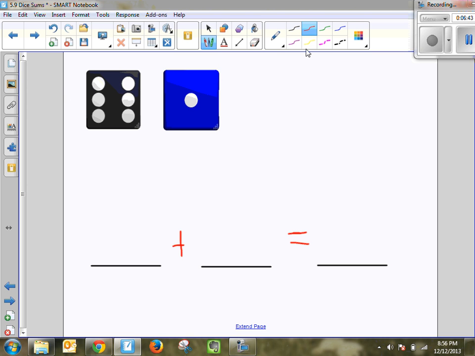Alright, here's our new one. So you can see I've got the black die and the blue die. There's a couple numbers on those. So let's go ahead, I'm going to write these numbers. Okay, go ahead and take your time and count and think about what part of this would be wrong.